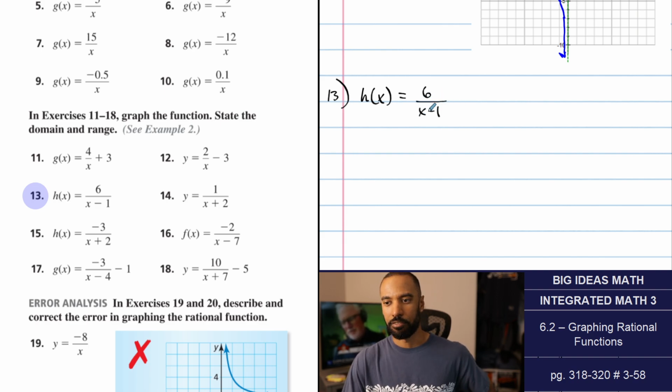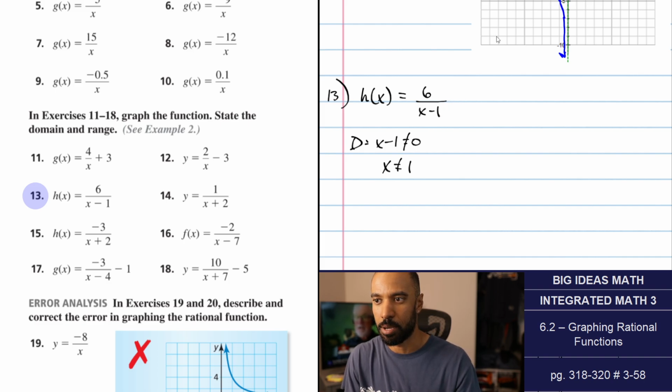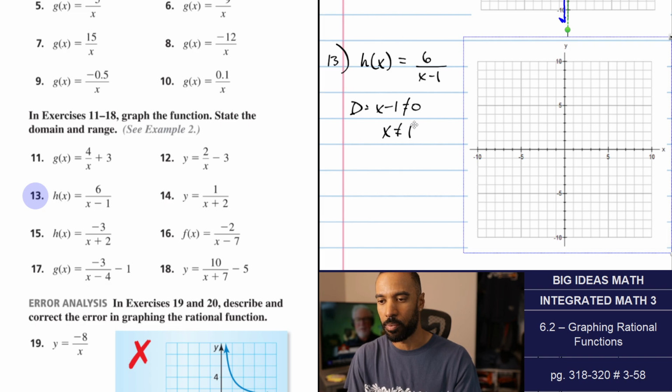Now suddenly the vertical asymptote changes, right? For the domain, x minus 1 can't equal 0. When you add 1 to both sides, you say x can't equal 1, right? That's the idea behind that domain. Get used to me writing those things out later for the more complicated rational functions. It's just a way of setting it up for ourselves.